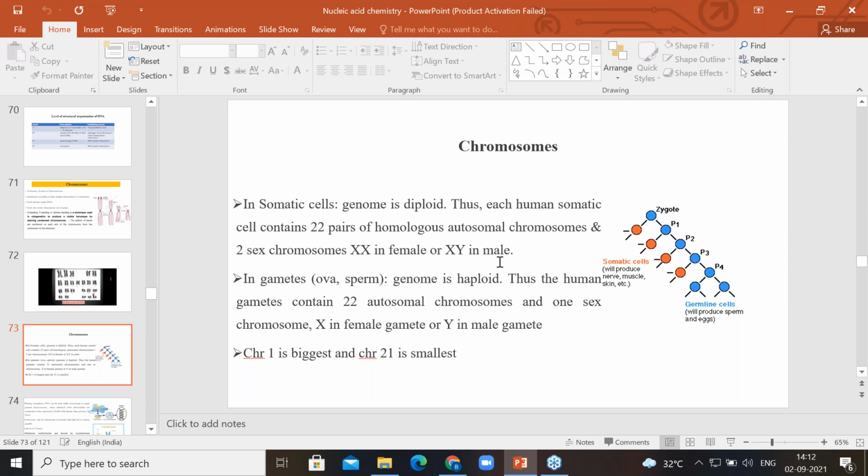Whereas in the gametes, that is ova and sperm, only haploid genome is present. 22 pair नहीं, only 22 autosomal chromosomes and one sex chromosome, either X or Y, depending upon the gender, will be present. Chromosome 1 is the biggest chromosome and chromosome 21 is the smallest.